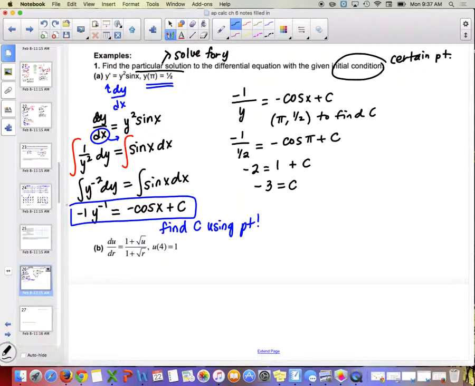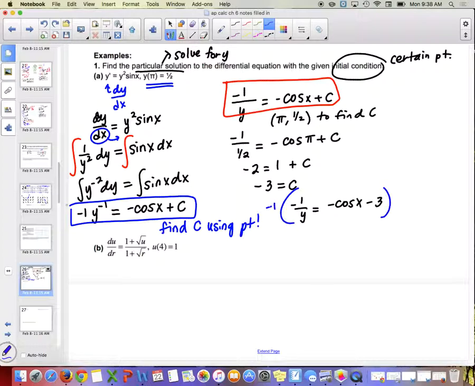All right, and we plug that in. So we go back to this point where we had everything plus c, and we plug in. So I have negative 1 over y equals negative cosine of x minus 3, and we have to solve for y. If we're solving for y, I'm going to first multiply by negative 1 on both sides, because I don't like all those negatives. So I get 1 over y equals cosine of x plus 3.